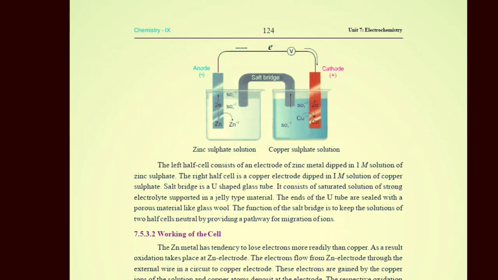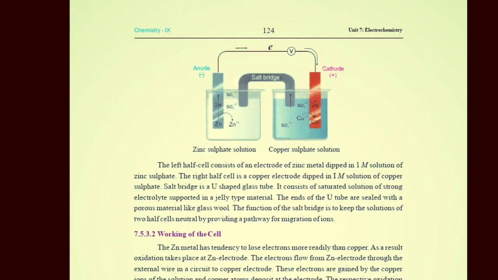And the salt bridge is a U-shaped glass tube. It consists of a saturated solution of strong electrolytes supported in a jelly type material. The ends of the U-tube are sealed with a porous material like glass wool. The function of the salt bridge is to keep the solutions of the two half cells neutral by providing a pathway for migration of ions.